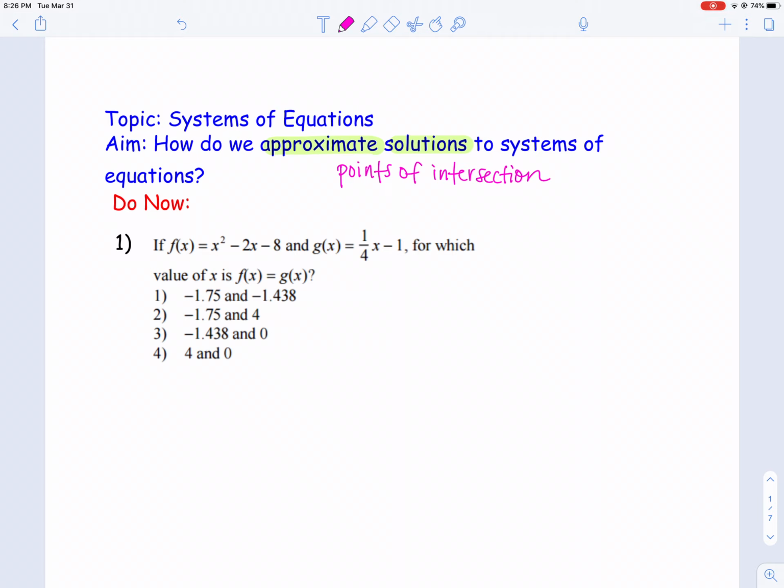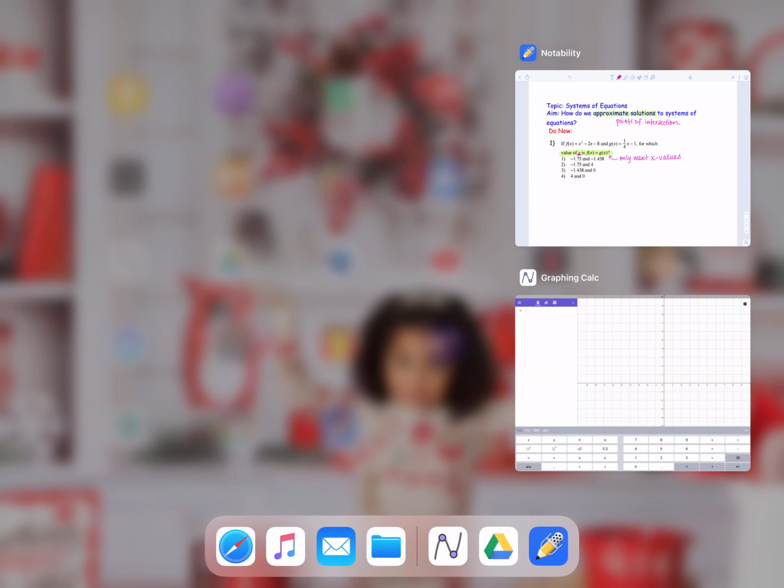Now, just be aware of the first question when they give you two different functions, f of x and g of x, and then they say, for which value of x is f of x equal g of x, okay? So really important. When you see this, they only want the x values. That's all they're looking for, okay? So I'm going to go into GeoGebra for you.